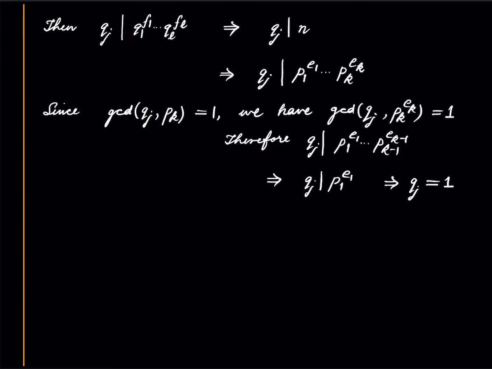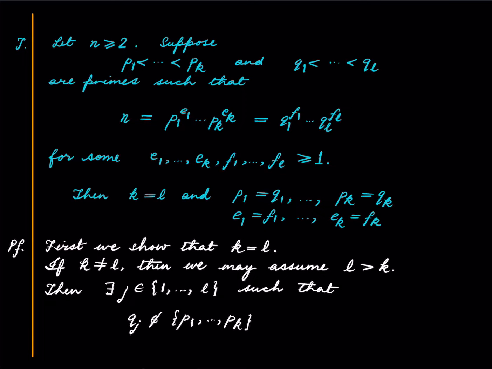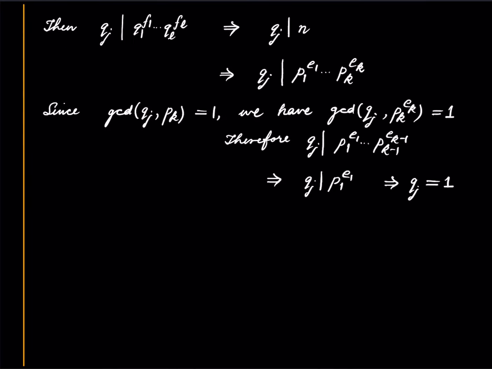So that's it. If you assume that L exceeds K, then you get a contradiction. If you assume K exceeds L, you again get a contradiction. So this is not possible. Therefore, K must be equal to L. So we have shown that K equals L.